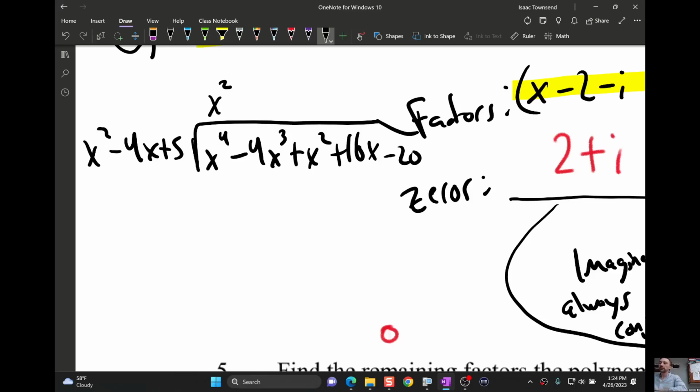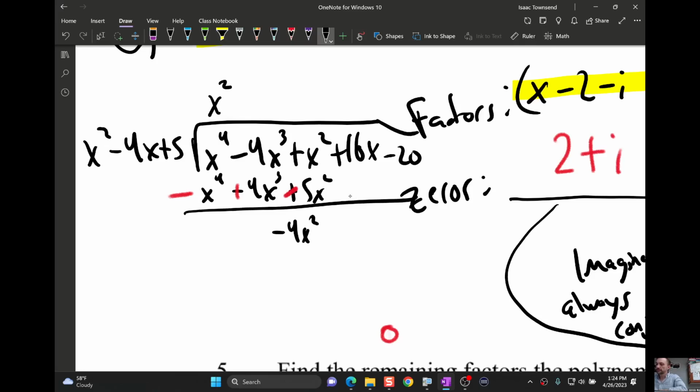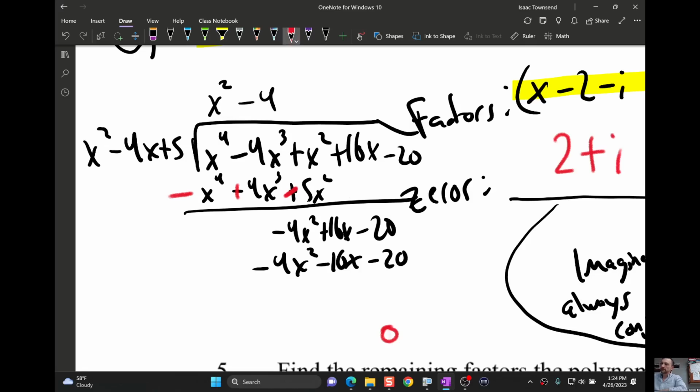So go through the long division process. Make sure that you switch the signs and add. Go again. Switch the signs. Oh, wait, this one was positive, so when I switch the sign, it's now negative. And add. Understand why it's supposed to have a remainder of 0.